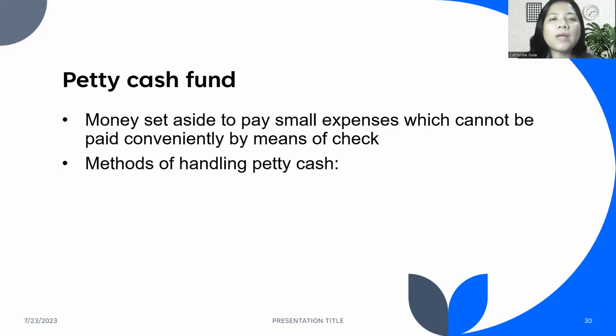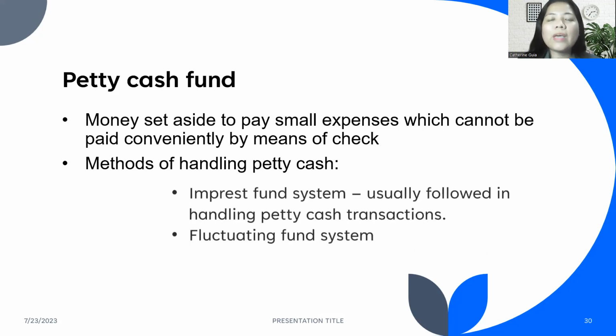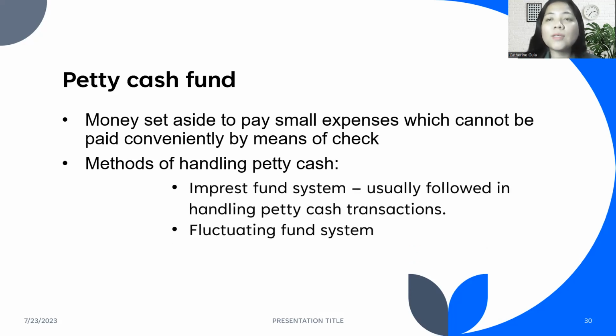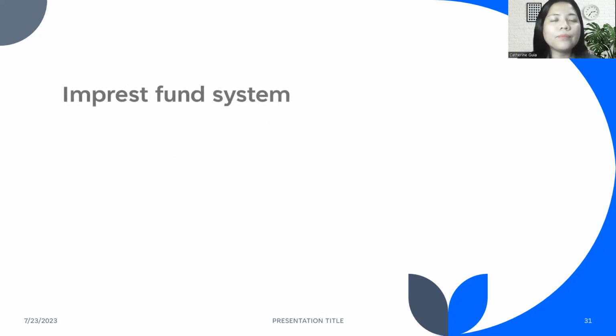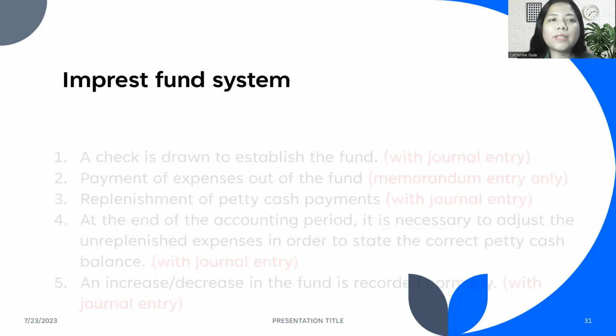And as to methods of handling petty cash, there are two. We have the imprest fund system, which is the commonly used system in handling petty cash transactions. And we also have the fluctuating fund system. What is the imprest fund system?